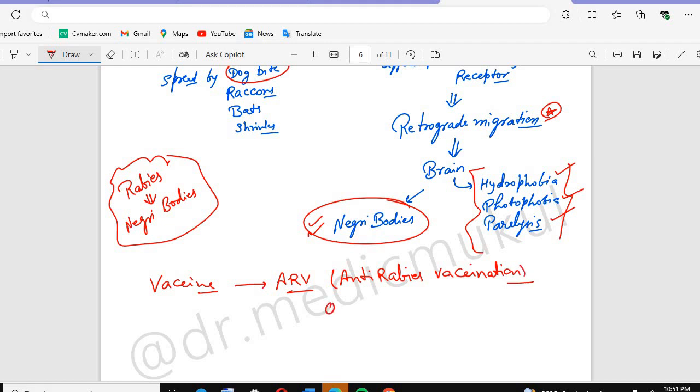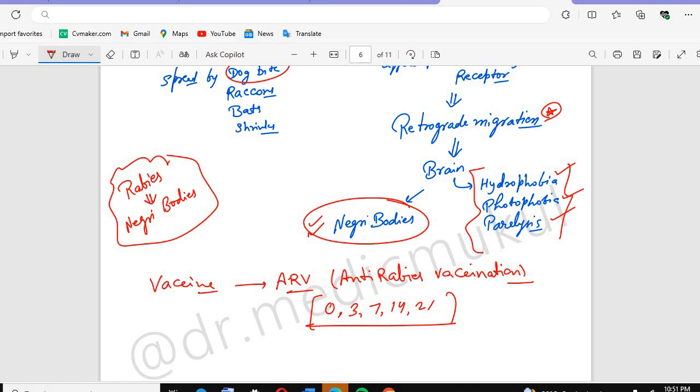We will give it on days 0, 3, 7, 14, 21. So these are the 5 doses we give: on day 0, when the dog bite happened, and after that on day 3, then 7, 14, 21. So these are the 5 doses that should be given as the ARV, or anti-rabies vaccination.